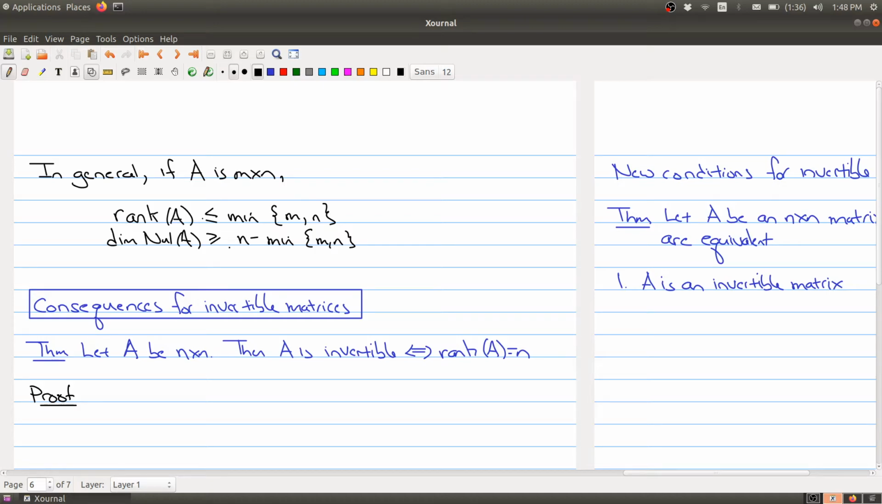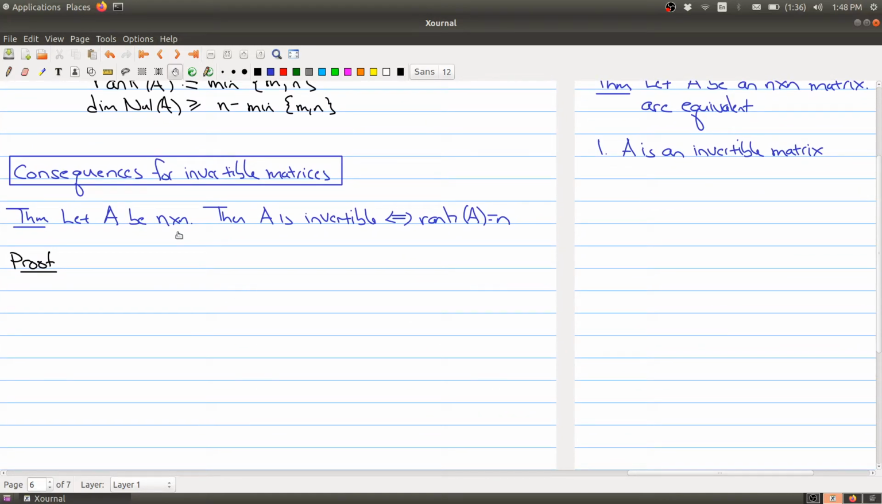One of the last things we're going to talk about is how you can use the notion of rank in connection with invertible matrices. We're going to restrict to the case that A is a square matrix. The first theorem is that a square matrix is invertible if and only if the rank of the matrix is n. So rank is another way of measuring if your matrix has an inverse, just like the determinant.